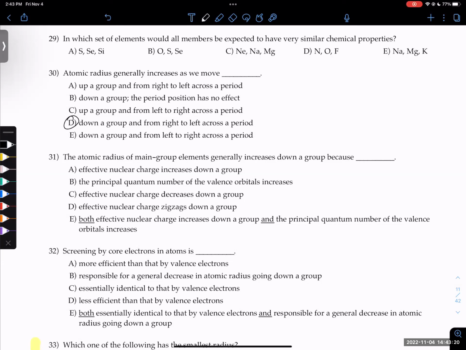So what's the answer, Rich? I think the answer to this question is B. Because the principal quantum number corresponds to n, and when n gets larger, the number of energy levels, electron shells, increases. And because electrons want to be far apart from each other, they repel, and your atom size will get larger. Exactly. Does that make sense to everyone on Zoom?